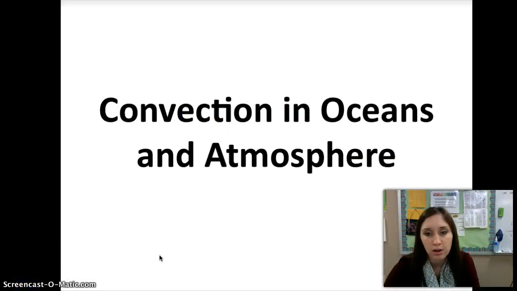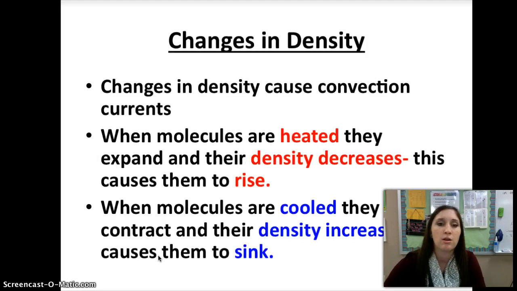Alright guys, we're going to talk about convection currents in the ocean and in the atmosphere and how that drives weather. First of all, you should remember convection currents from plate tectonics, and the reason that we had convection currents then is because there were changes in density. So the change in the density actually causes the convection currents to occur.